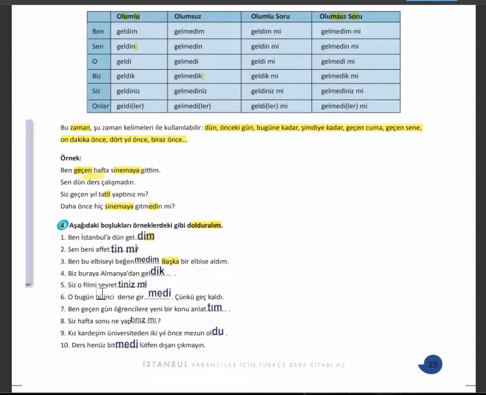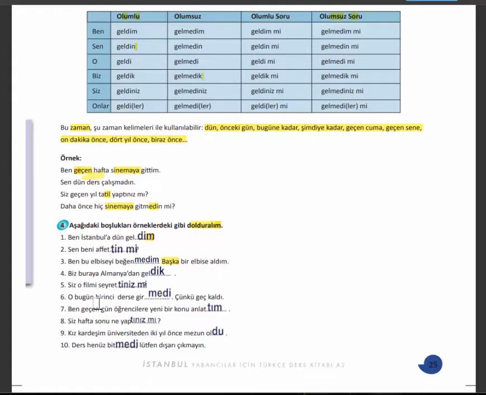Sen o filmi seyrettin mi? What does it mean? Film, seyretmek, to watch. Seyrettin, seyrettin mi? Did you watch that film?